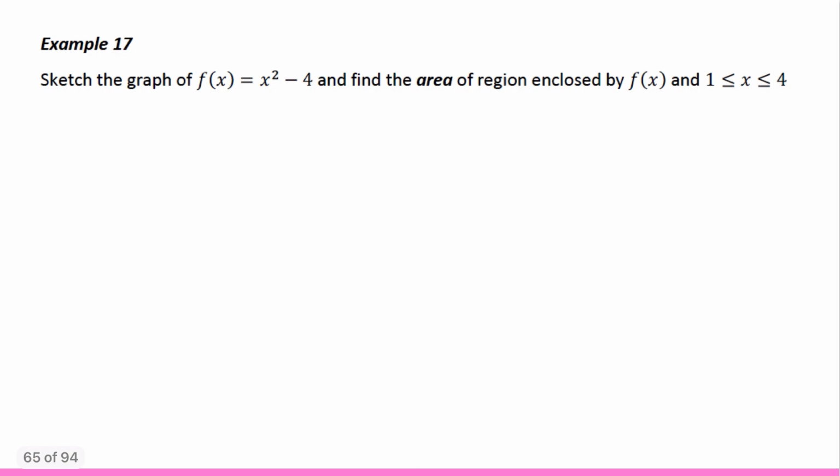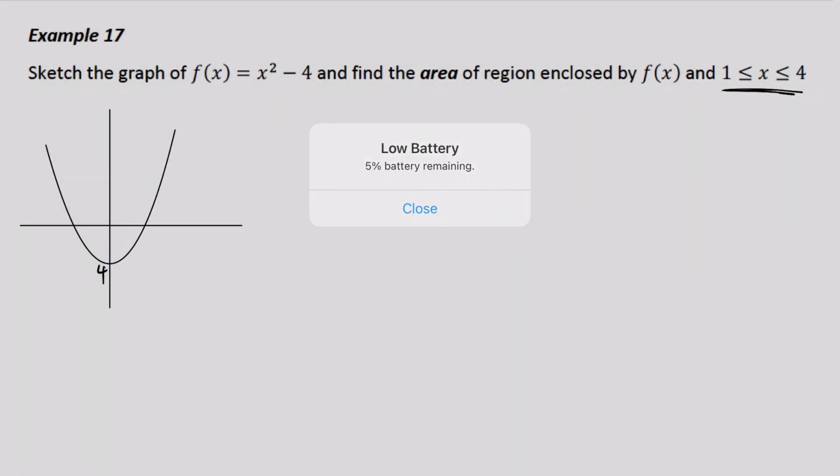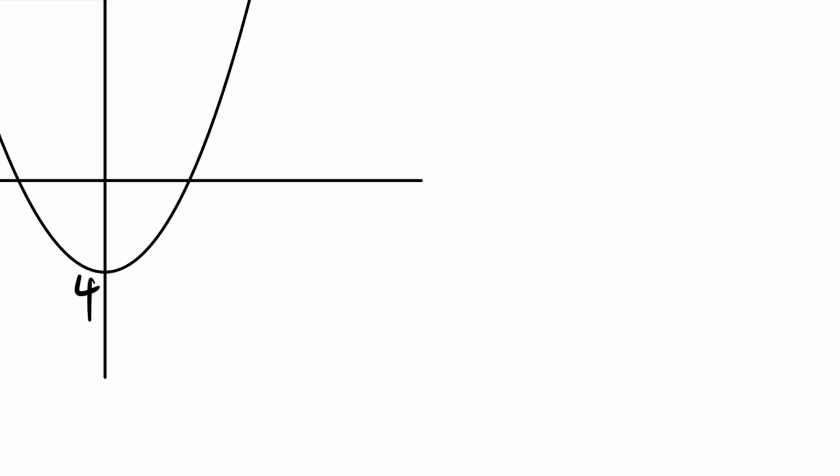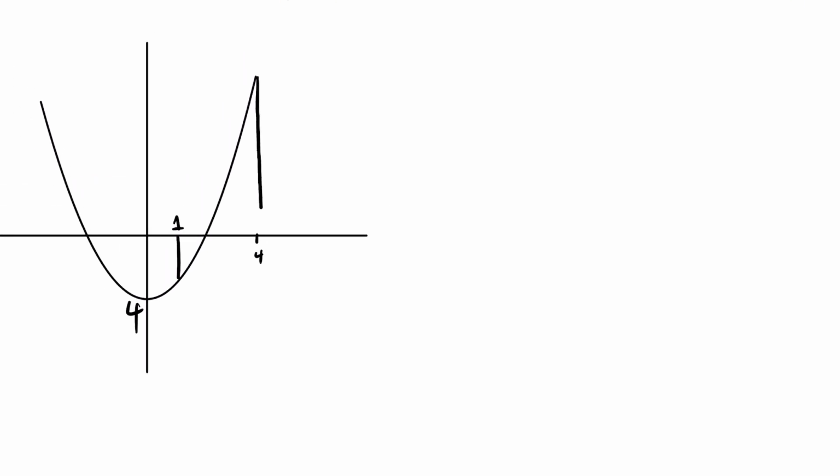Let's go ahead to look at example 17. So example 17, this time they haven't given us the graph. We have to do that ourselves. We're going to sketch the graph of f of x is equal to x squared minus 4. Find the area of the region enclosed between 1 and 4. So first things first, I'm going to go ahead and sketch this graph. It's going to look something like this. That's at 4, and I want it between x is 1 and x is 4. So here might be 1, and here might be 4. These are my boundaries.